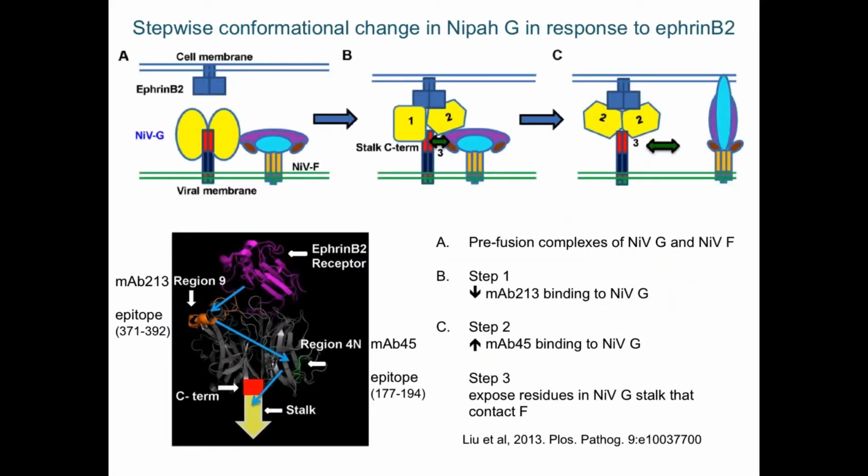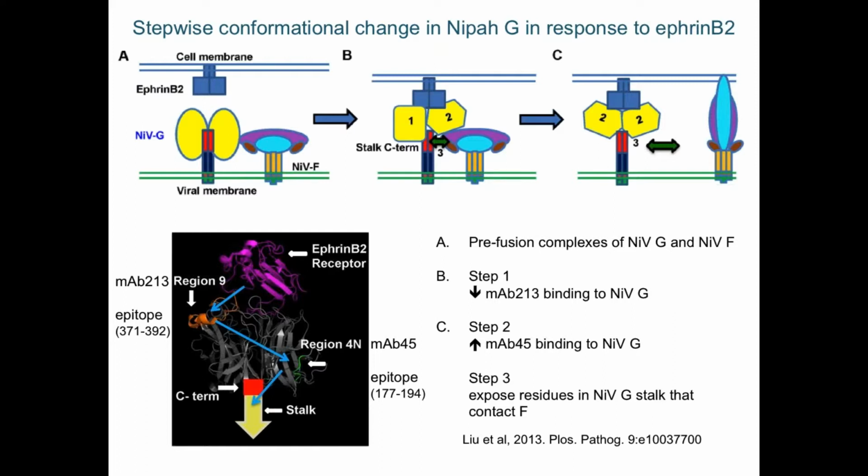So in work published by Liu et al. in 2013, Nipah-G was shown to undergo stepwise conformational changes in response to a dimeric construct of F1, B2, F1, B2, Fc, which is thought to represent the natural oligomer of F1, B2. This protein is a chimera between the natural ectodomain of F1, B2 and a human IgG Fc domain.